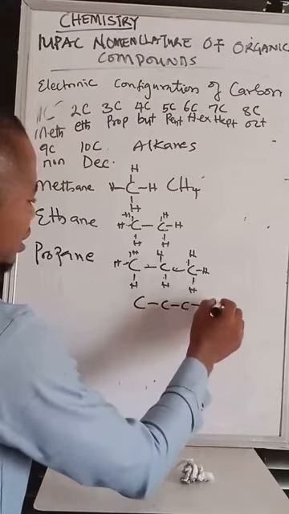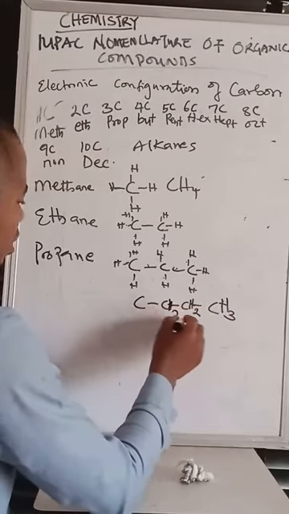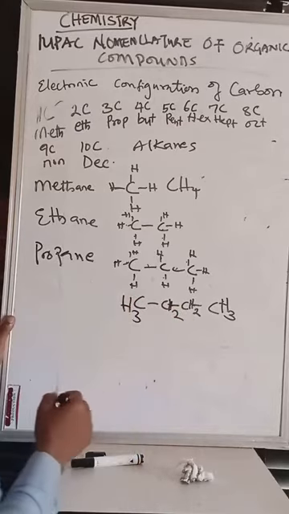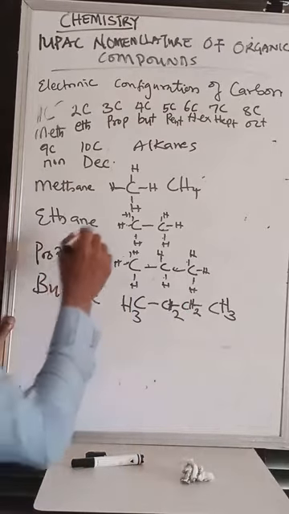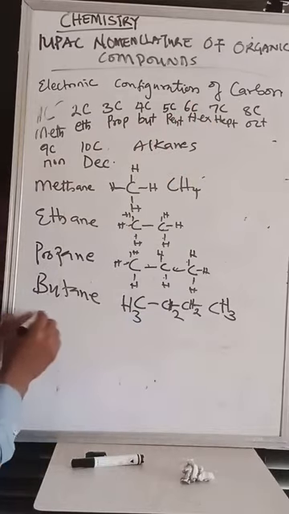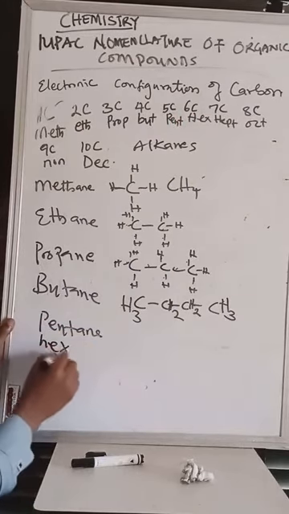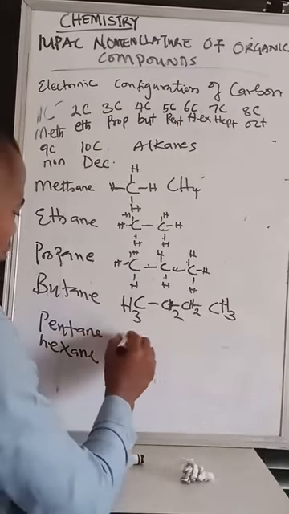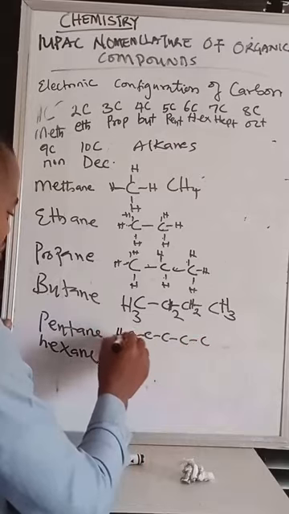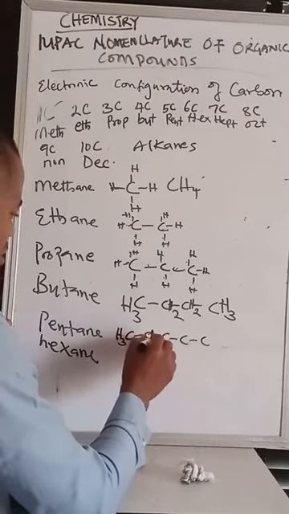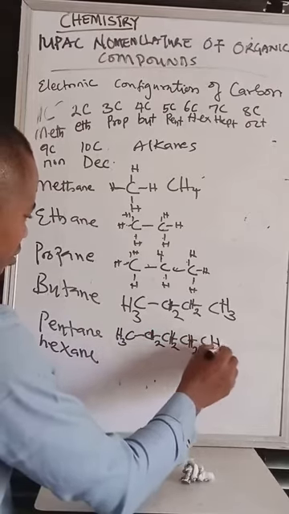Instead of writing 1, 2, 3, I'll just put CH3 here. I can put CH2 here, CH2 here, and CH3 here, and this will become butane. Now, for the 5th carbon, pent, it's going to be pentane. 6 will be hexane. Pentane will be 1, 2, 3, 4, 5. So I put 3 hydrogen here, 2 hydrogen, 2 hydrogen, 2 hydrogen, and 3.